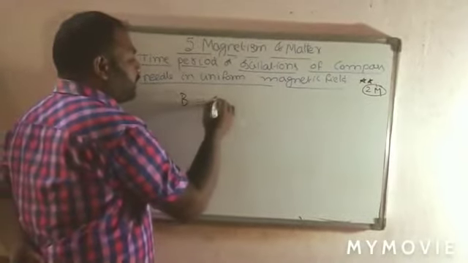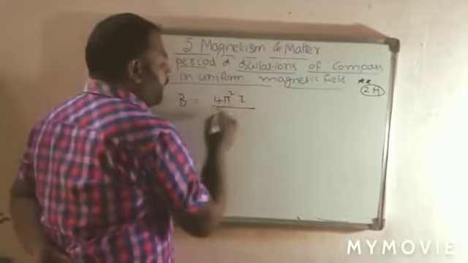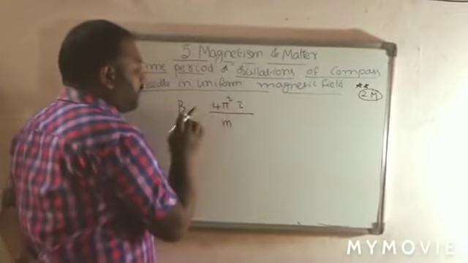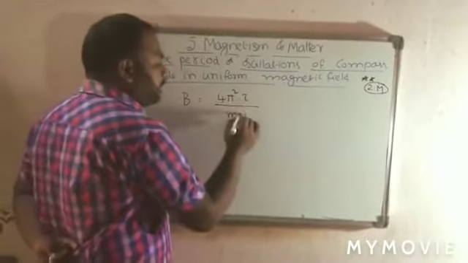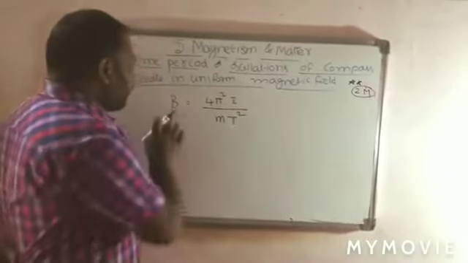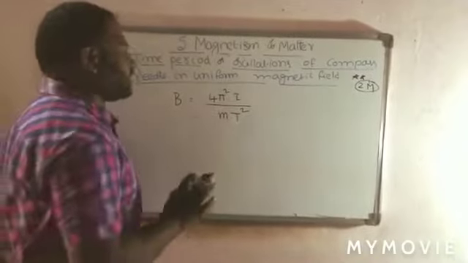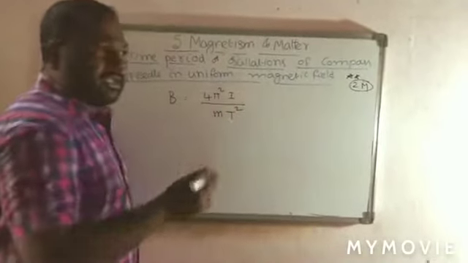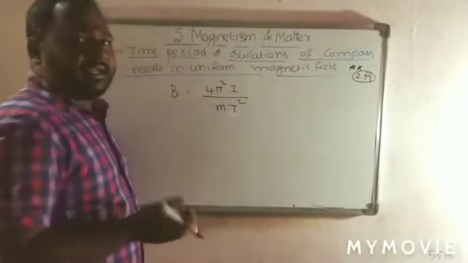B is equal to 4 pi square I by m into t square. Here B is the external magnetic field where the magnetic dipole or compass needle is placed. I is the moment of inertia of the magnetic dipole or compass needle. M is the magnetic dipole.